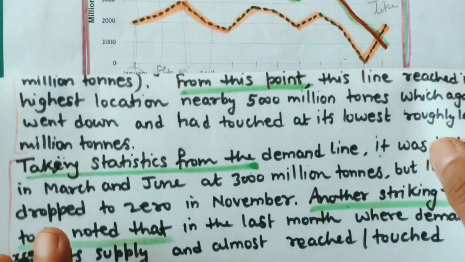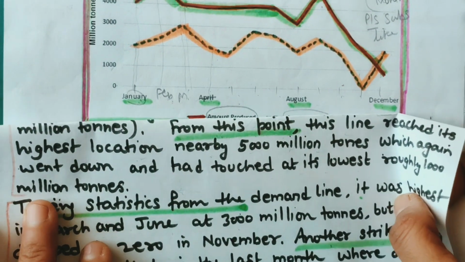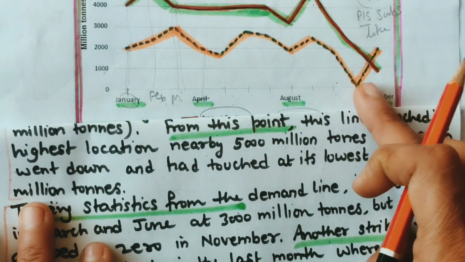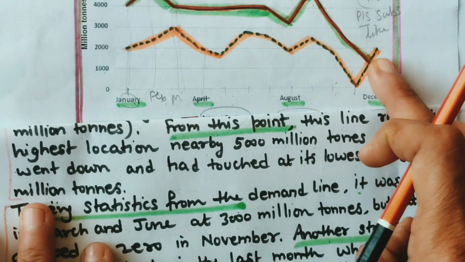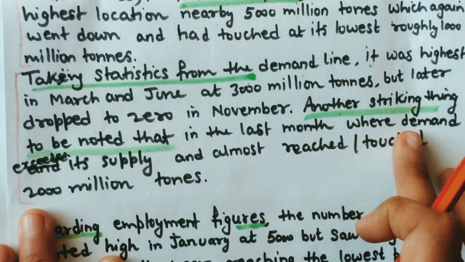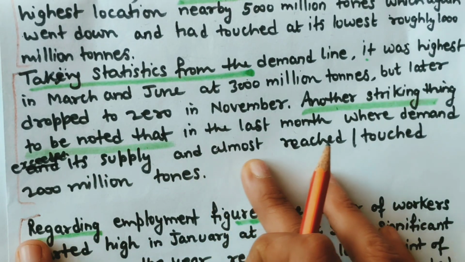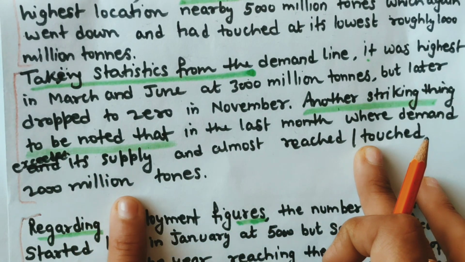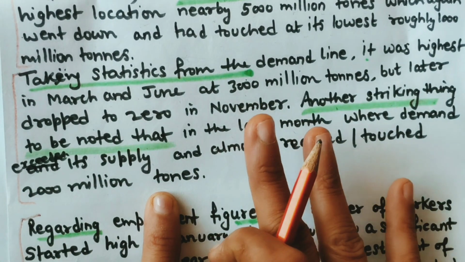See this? So I have just shortened the length of the second graph. This is the striking point, you can say. Another striking thing to be noted is that in the last month, demand exceeded its supply and almost reached or touched 2,000 million tons. Now the second line graph we have done.